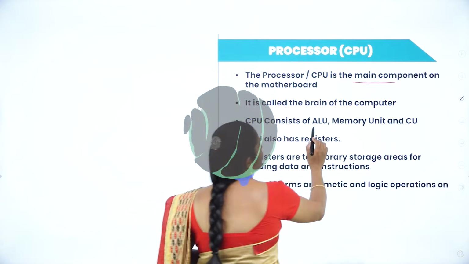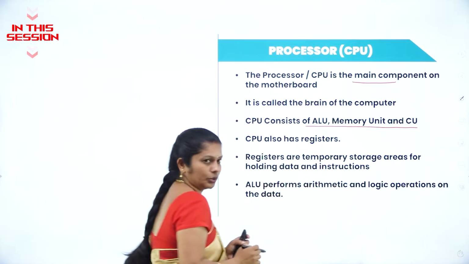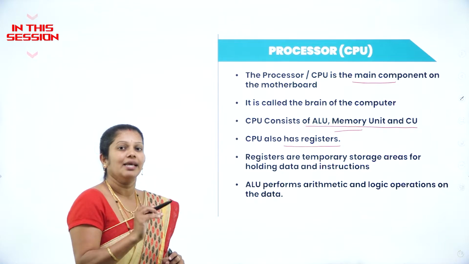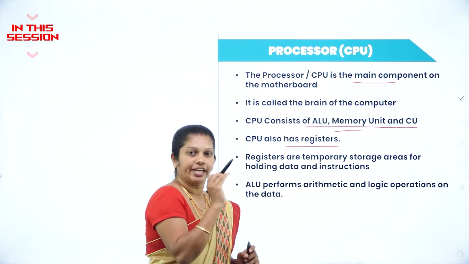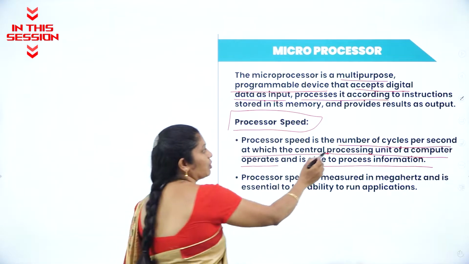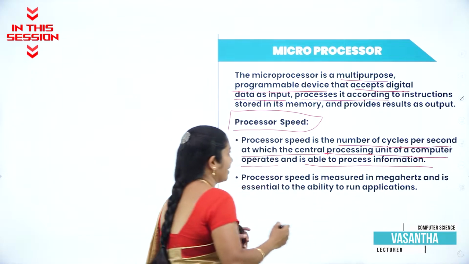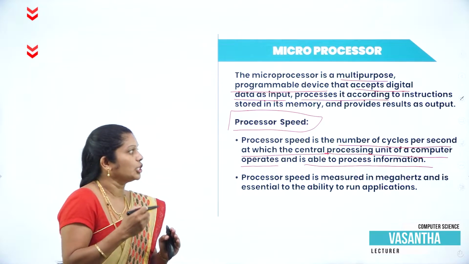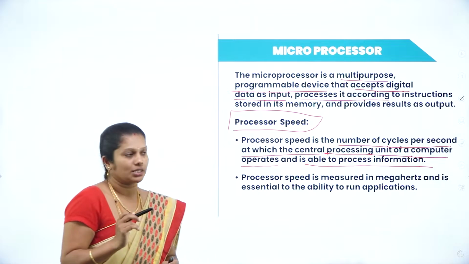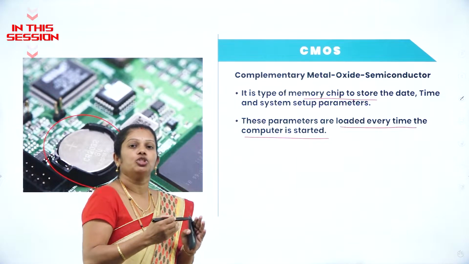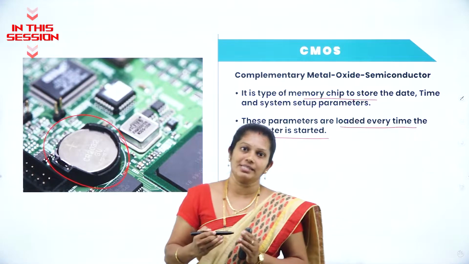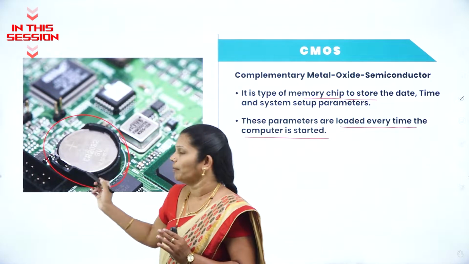The CPU consists of arithmetic logic unit, memory unit as well as control unit. Register is a temporary storage unit in a computer system. It stores intermediate data. The number of cycles per second at which the central processing unit of a computer system operates is nothing but processor speed. Date and time: when you switch on the system, automatically you get the date as well as time. That operation is performed by the BIOS.